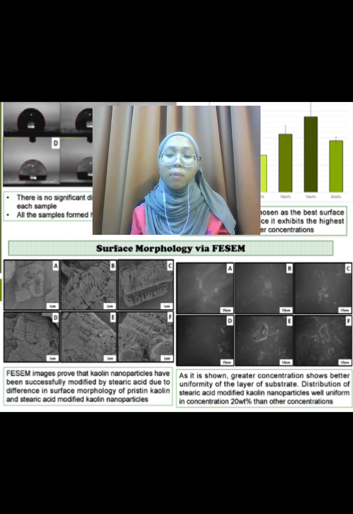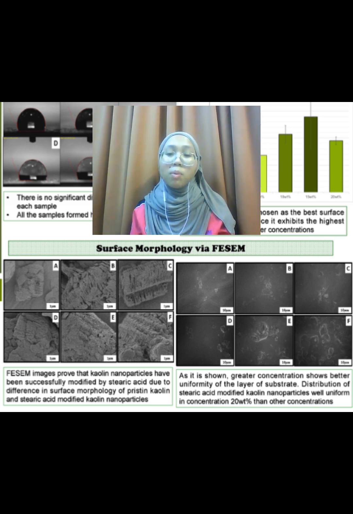This FESEM image proved the kaolin nanoparticles have been successfully modified by stearic acid due to the difference in surface morphology of pristine kaolin and stearic acid modified kaolin nanoparticles. On the right side, as shown, greater concentration shows better uniformity of the layer of substrate. Distribution of stearic acid modified kaolin nanoparticles is well uniform in concentration 20% compared to other concentrations.